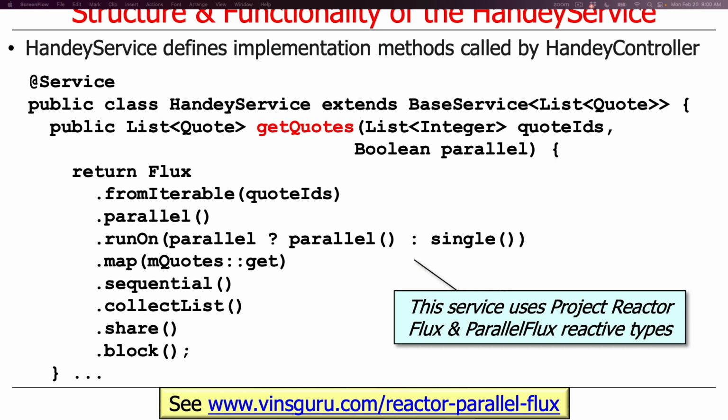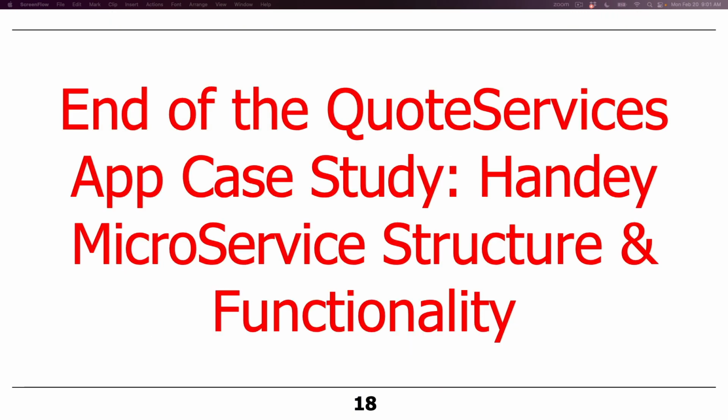But in essence, what this does is it will take the incoming requests, do the processing of the requests, and then return the results back to the client using Project Reactor, Flux, and ParallelFlux reactive types. And we've got some really clever logic in here we'll talk about in more detail in a second that allows us to switch seamlessly back and forth between single threading and parallel processing mode while using essentially the same structure of the code, which is one of the nice features we get by using the mechanisms available in Project Reactor. So that's a quick walkthrough of the HandeyService. We're going to talk about its implementation in more detail in just a second.